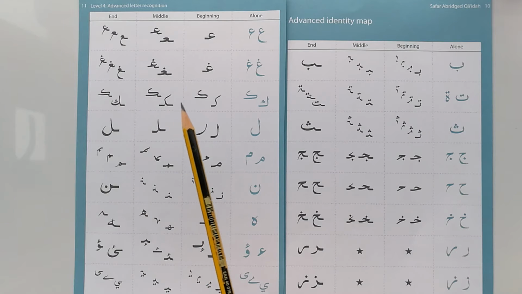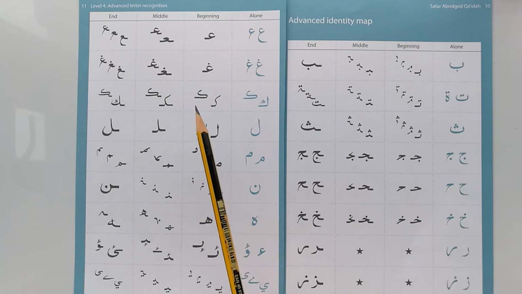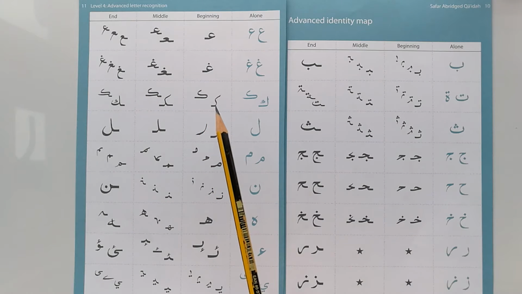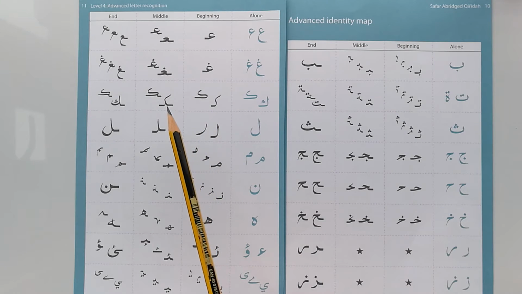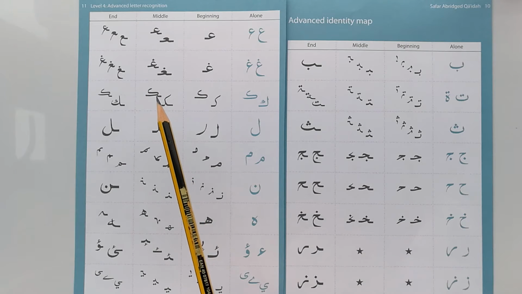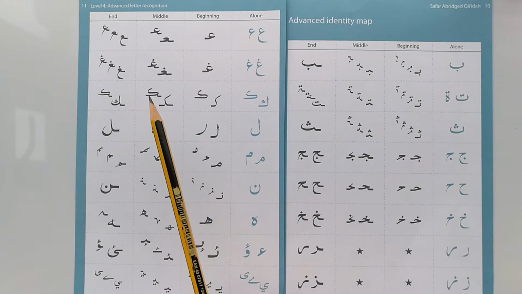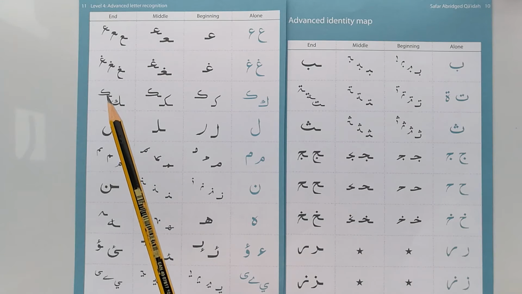So you've got the different forms here. That's one arm reaching out to the letter in front of it. We've already seen that example in the previous identity map. You've also got this one. And then when it comes in the middle of the word, it can also come like this as well, really kind of curly there. And then when it comes at the end of the word, there's two examples there.